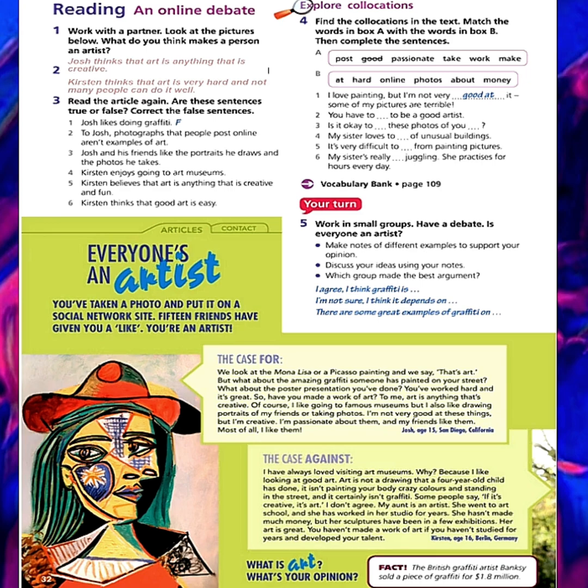Section 3. Read the article again. Are these sentences true or false? Correct the false statements. Section 4. Find the collections in the text. Match the words in box A with the words in box B. Then complete the sentences. Once you have completed these exercises, resume for the corrections.